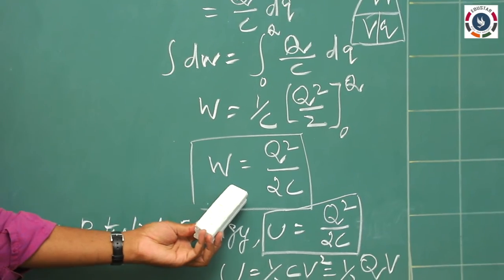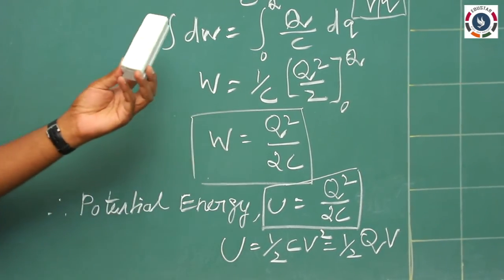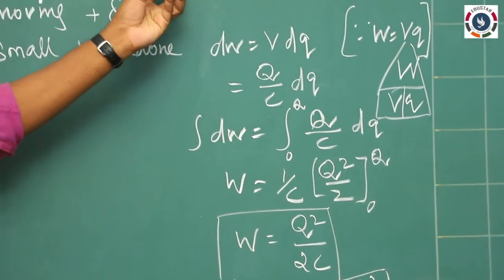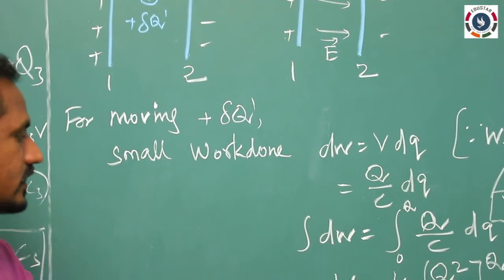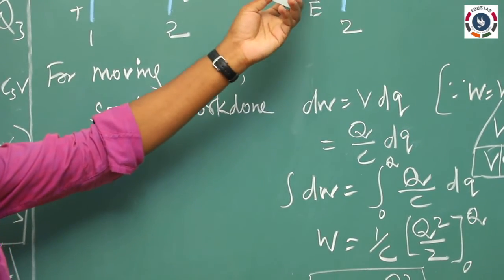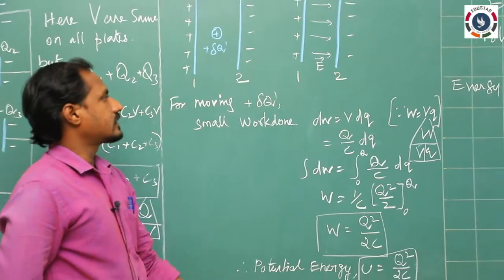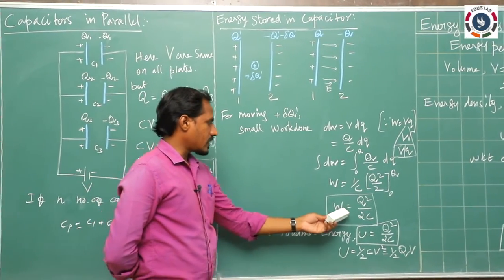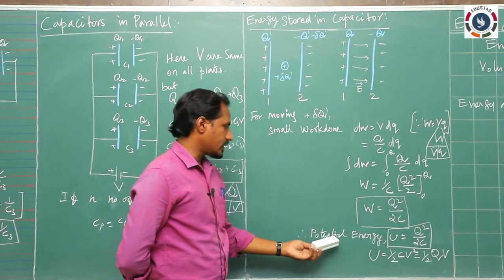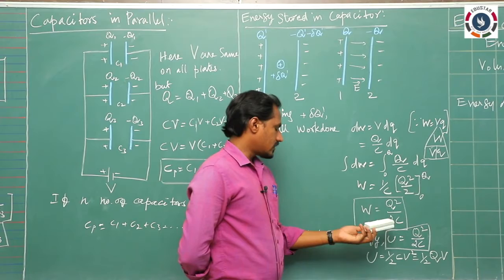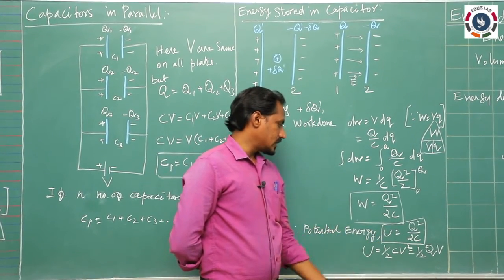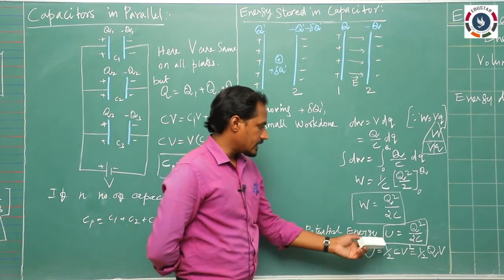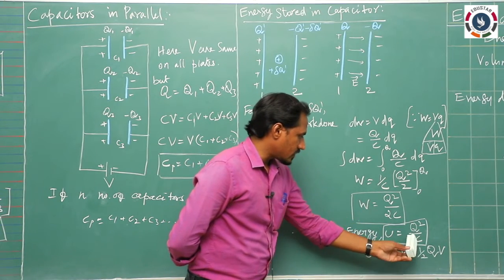So, this is the work done for moving the charges from the negative plate to the positive plate, from initial to final position. This energy is stored as the energy of the capacitor. So, this is the formula for energy of the capacitor. We can write this potential energy, equal to the work done, U equal to Q squared by 2C.